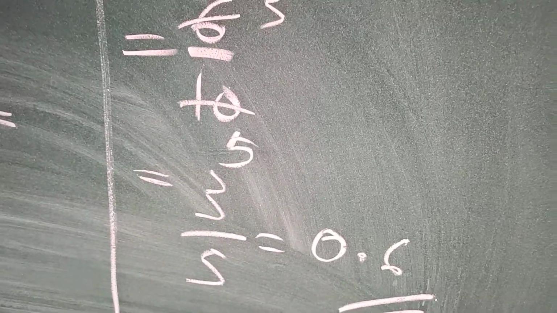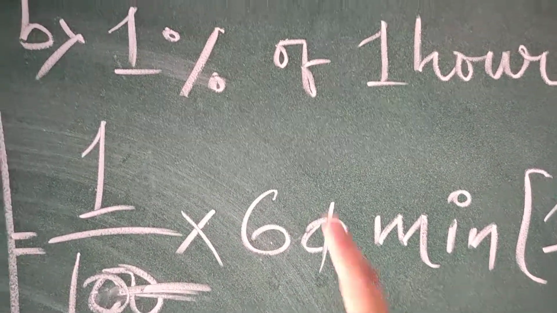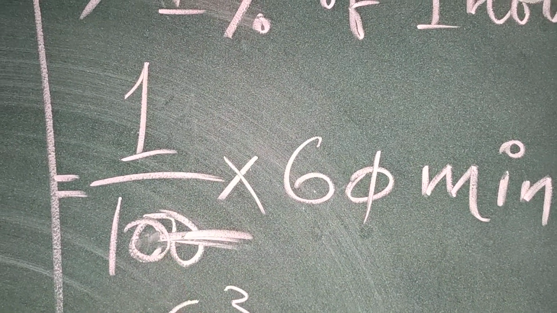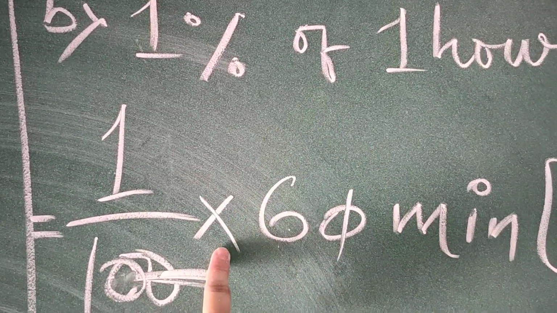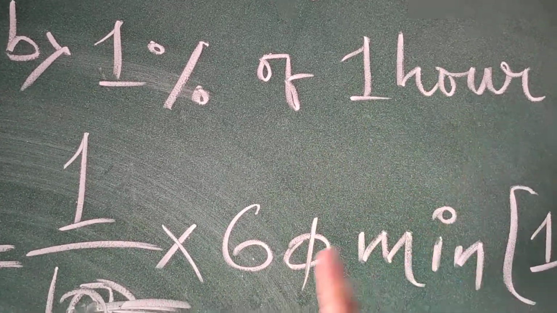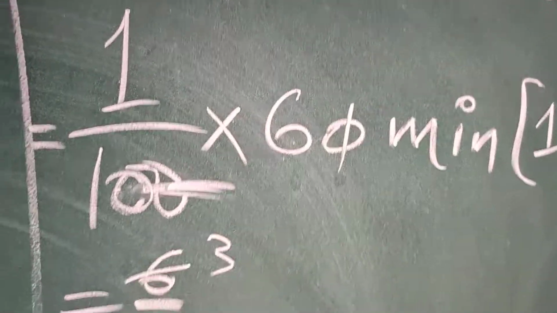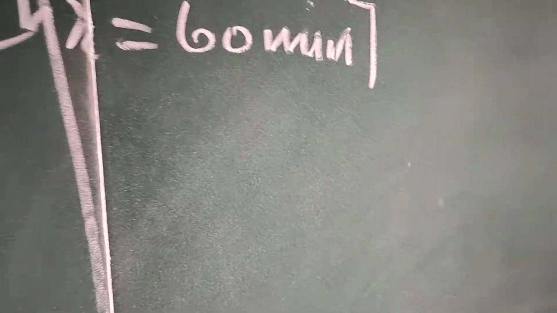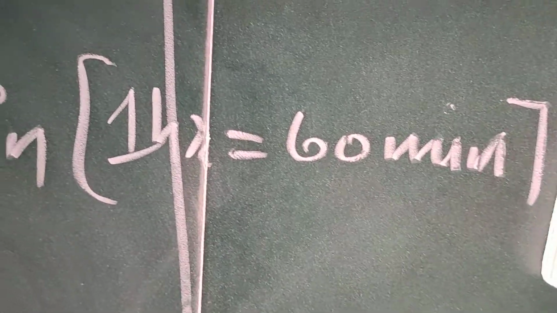So what is the value you are getting? You are understanding, I hope. 1% first I have converted into 1 by 100. "Of" is written as multiplication. 1 hour I have converted into minutes, that is 60 minutes. And do the calculation. Now, I'll remove this part.